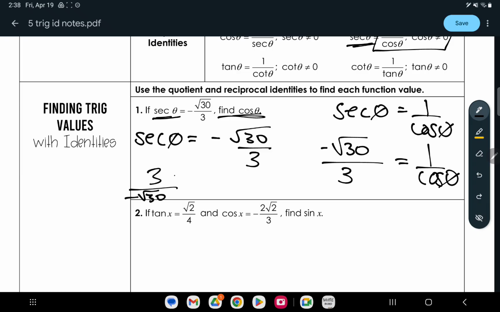And then we'll fix the root 30. So 3 root 30 over negative 30. And then we'll reduce 3 and 30. So root 30 over 10. And the negative doesn't really matter where it goes. I usually just put it on top. So negative root 30 over 10.